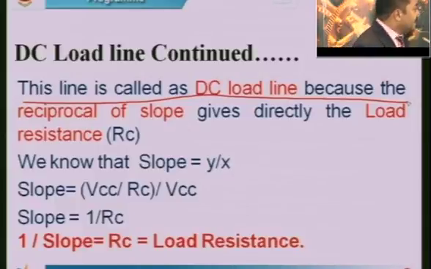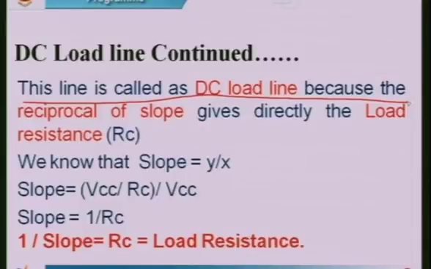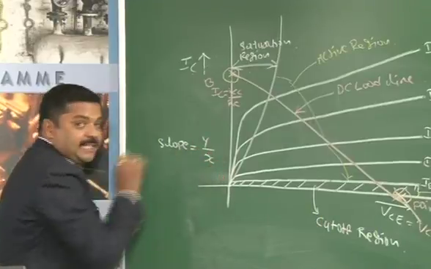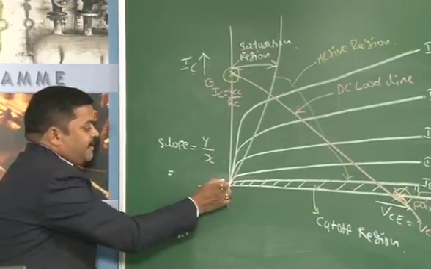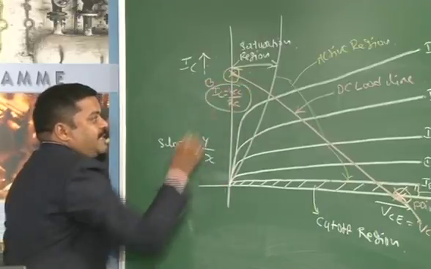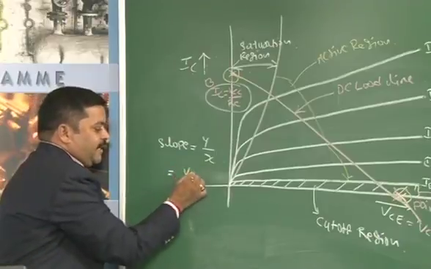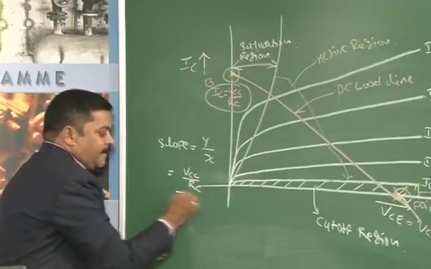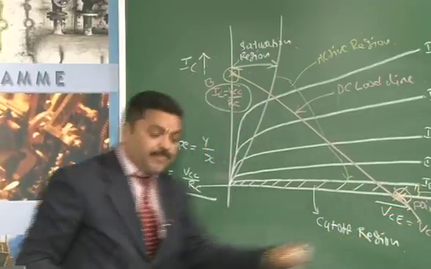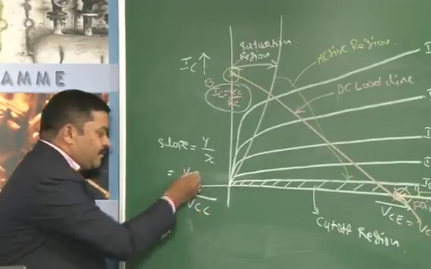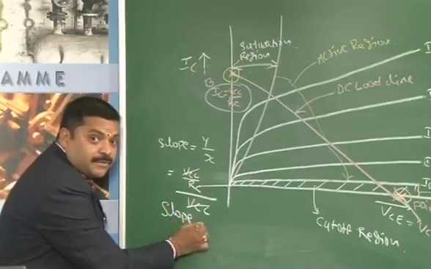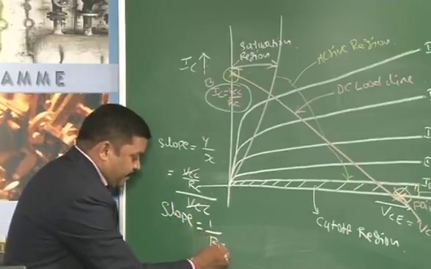How do we do that? What is the slope actually? Slope is given by y by x. We know that, right? Slope y here is from 0 to this point. At this point IC is given by VCC by RC. So, y here is VCC by RC divided by what is the x? X is VCC. Therefore, VCC cancels and slope becomes 1 by RC.